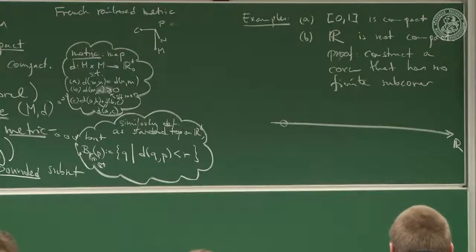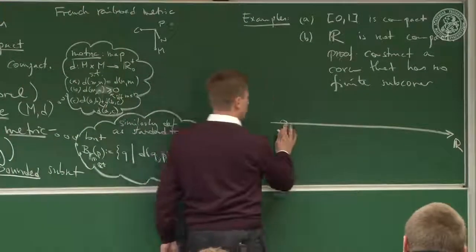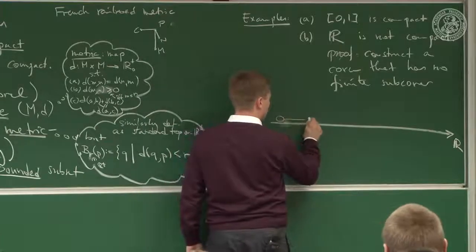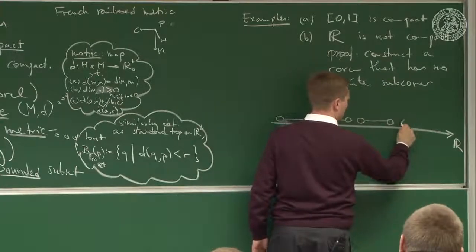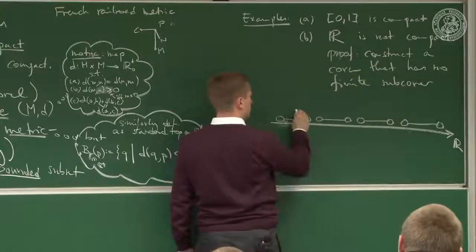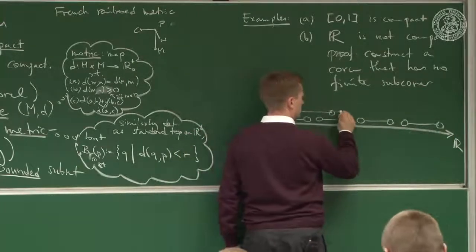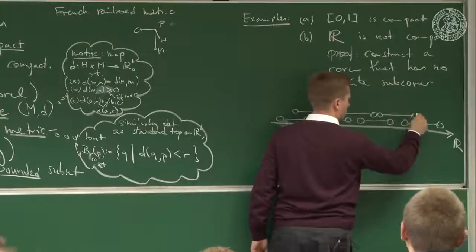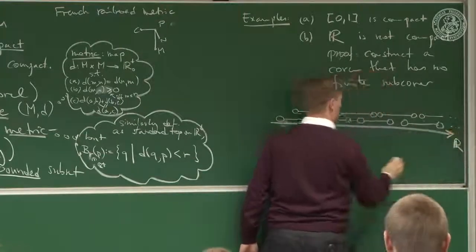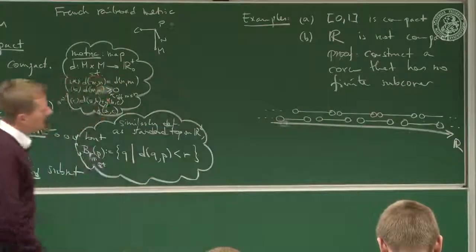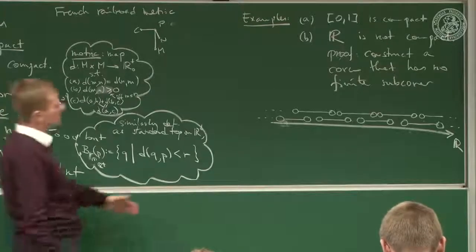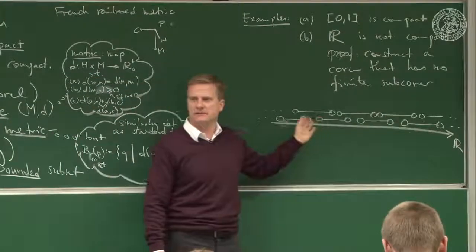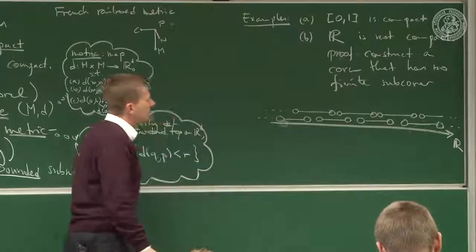There's no colored chalk, okay? That's bad. And I take this cover, that's not a cover yet, so now I cover the real line by these guys. If I take them all together, it's a collection of open sets, and they cover the entire line, because their union covers the entire line. Okay? But it has no finite subcover.